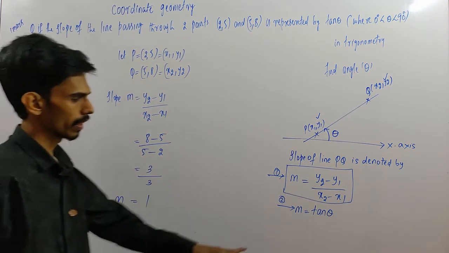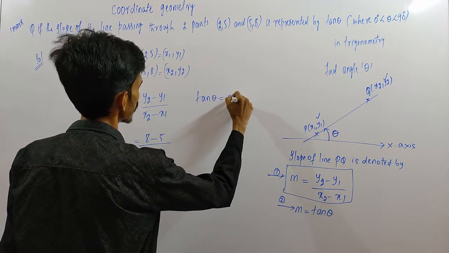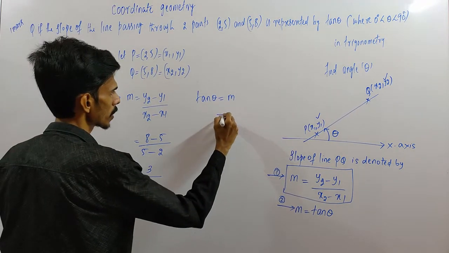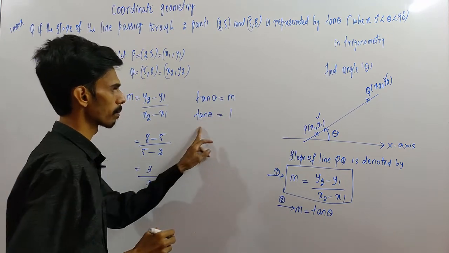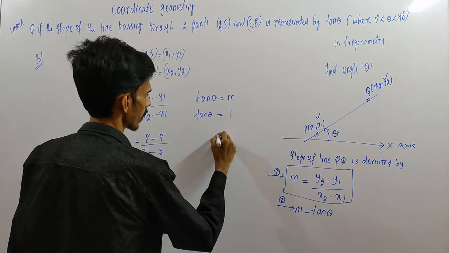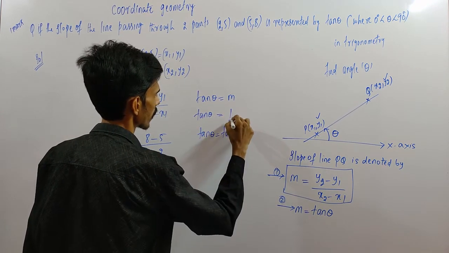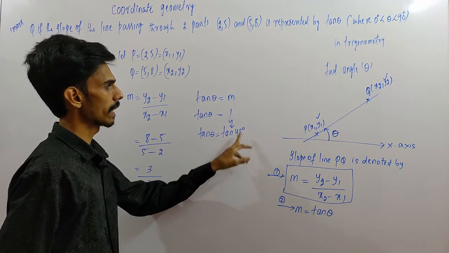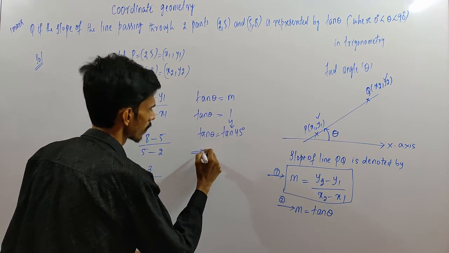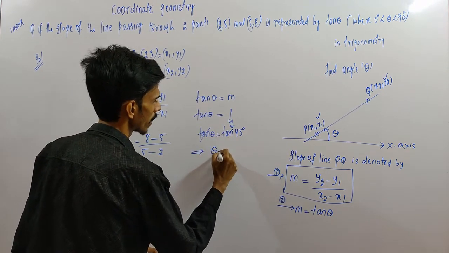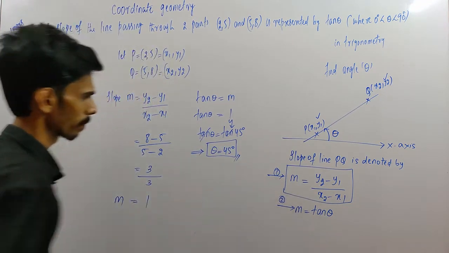Slope is 1. Here also we have M equal to tan theta. So tan theta is equal to M, that is equal to, the value of M is 1. So tan theta value is 1. Tan 45 degree value is 1. So tan theta equal to tan 45 degree. That implies this tan will get cancelled. We have theta is equal to 45 degree, the angle. This is the answer.